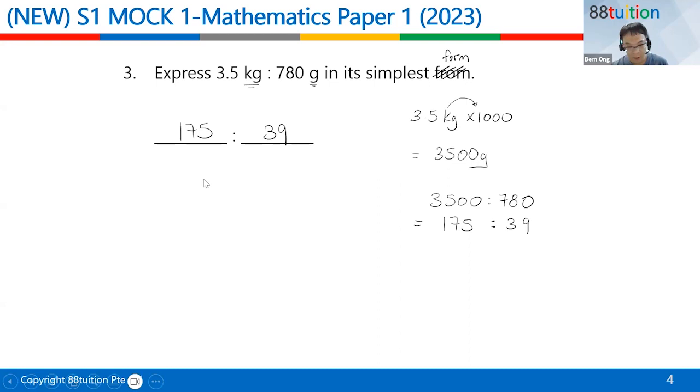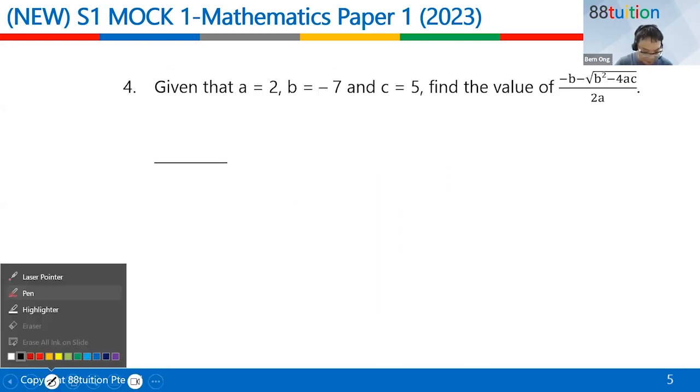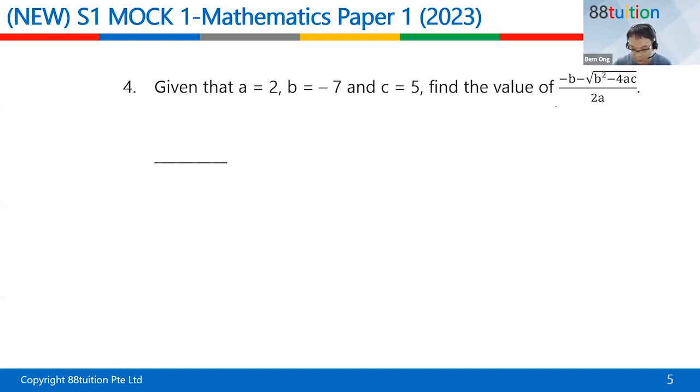Question 4 is about substitution. For me, every time I substitute, I will always put a bracket. So down here, minus b. What is b? B is -7, minus square root. What is b? B is -7 squared, minus 4a. What is a? 2. What is c? 5. Can you see now? Every time there's a substitution of an alphabet to a number, I'll put a bracket. 2a, a is 2. Can you see? So whenever I do such things, it's very clear.